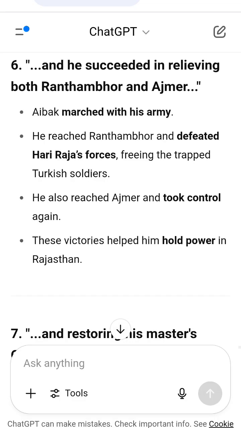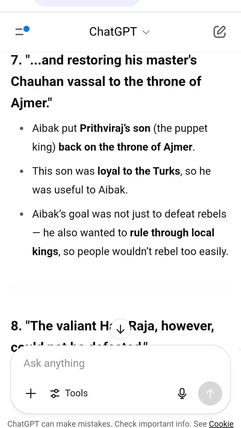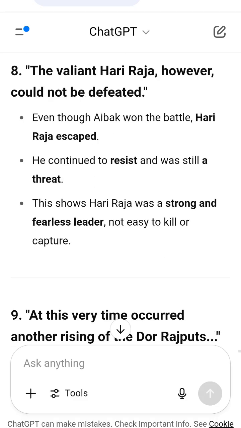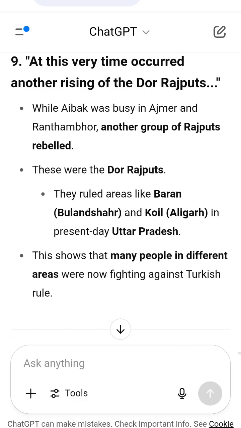4. Aibak reacts quickly. Qutbuddin Aibak, the Turkish general, acted fast. He led an army and fought back against the Chauhans. He saved both Ranthambore and Ajmer from being taken by Hari Raja and restored Prithviraj's son as ruler, but only as a vassal, still under Turkish control.